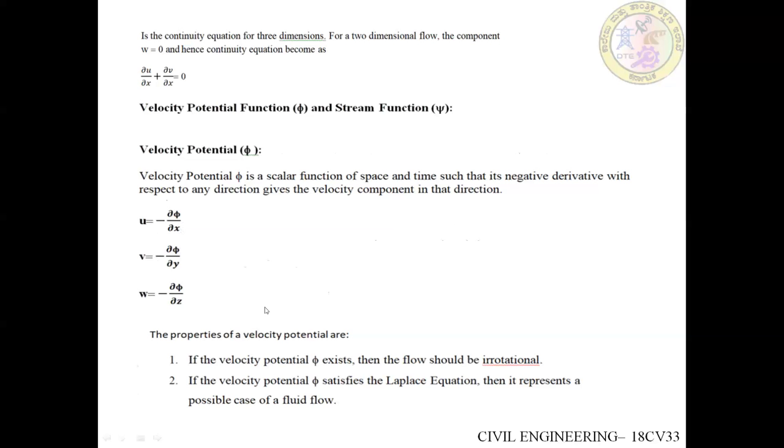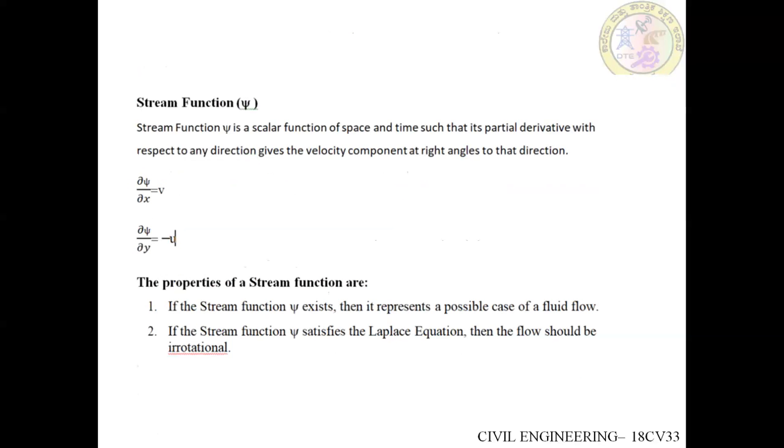The property of velocity potential is that if the velocity potential exists, then the flow should be irrotational, and if it also satisfies the Laplace equation, then it represents a possible case of a fluid flow.